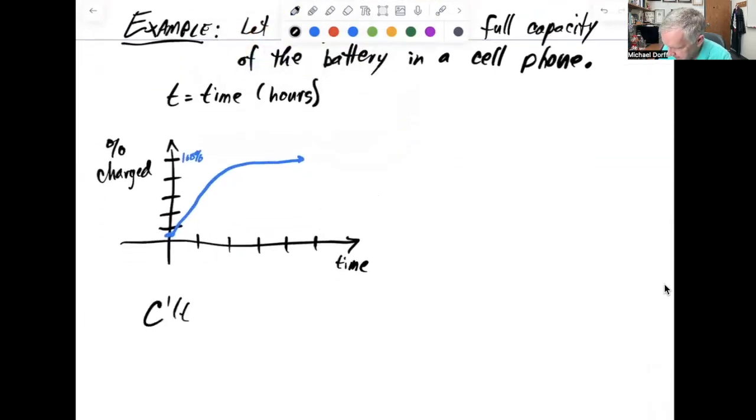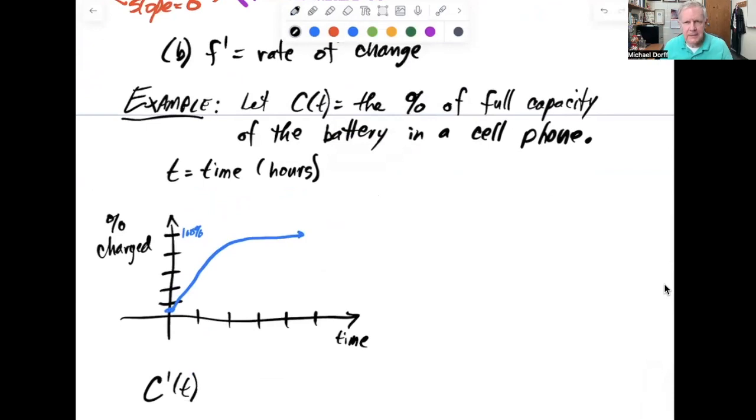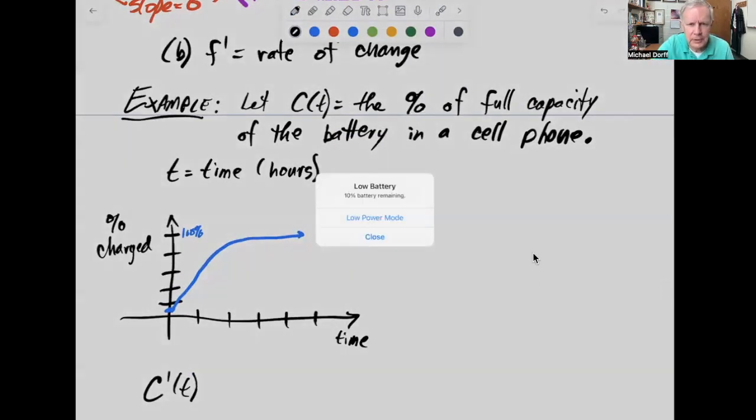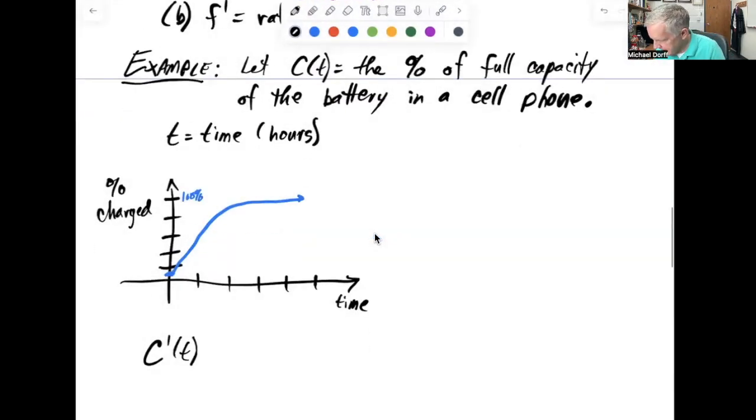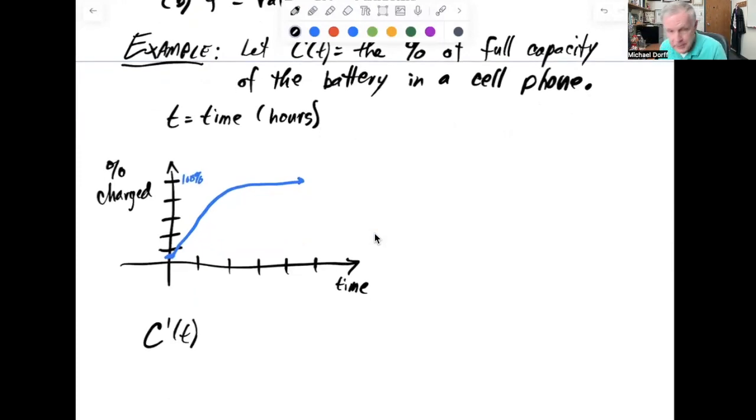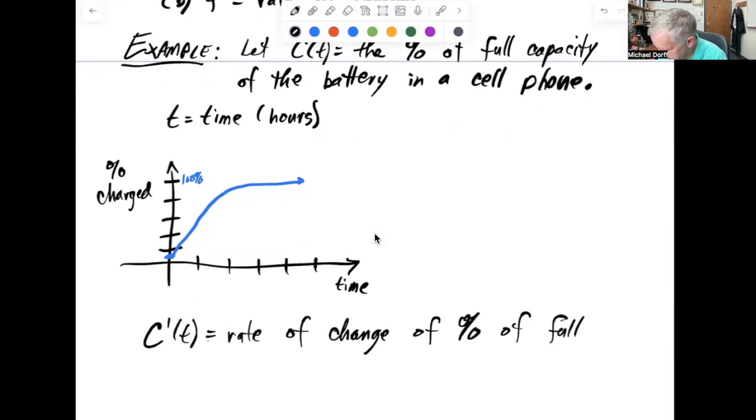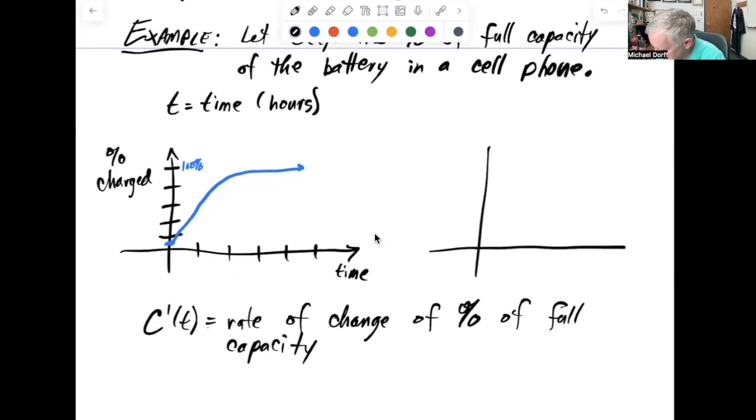Well, the derivative of C again represents the percentage of the full capacity of the battery charged. Okay, so right here, then what's that going to represent? Well, that's going to equal the rate of change of the percentage of full capacity. If I want to think of that in terms of a graph, what's that going to mean again? I put some values in here.